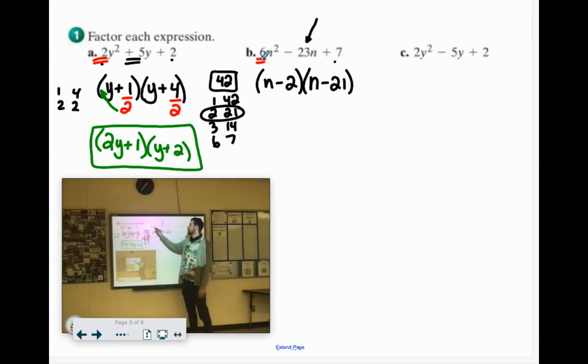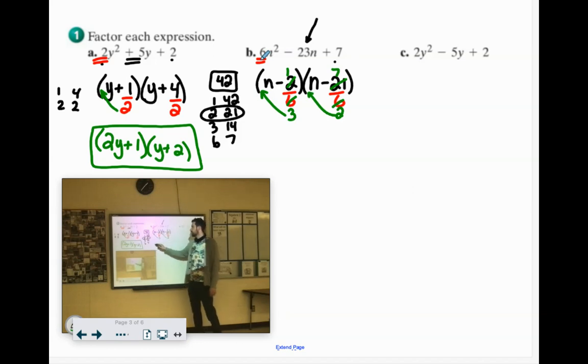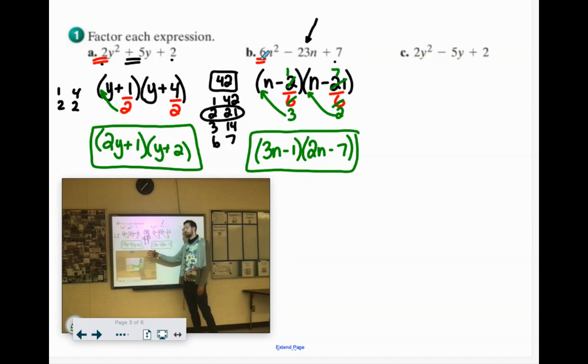We have to try to divide them by the number in front, the 6. Simplify your fraction if you can. 2 over 6 reduces to 1/3, and then we'll bring the 3 to the front. 21 over 6, they're both divisible by 3. So this would be 7 over 2, and then we'll bring the 2 to the front. So 3n minus 1, 2n minus 7. And remember, if you put them in the other order, the 2n minus 7 would be first, the 3n minus 1 would be second. That's fine. That's fine, dudes.